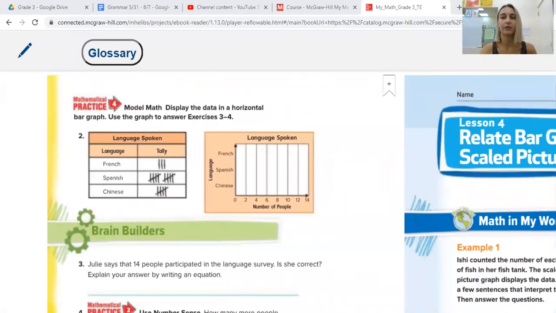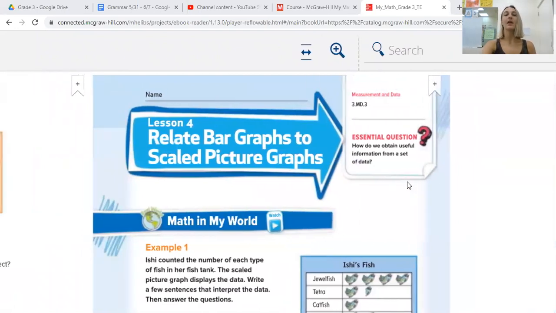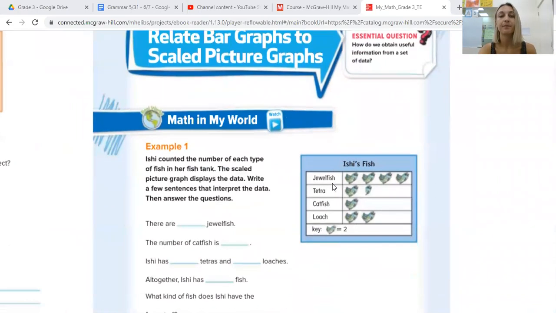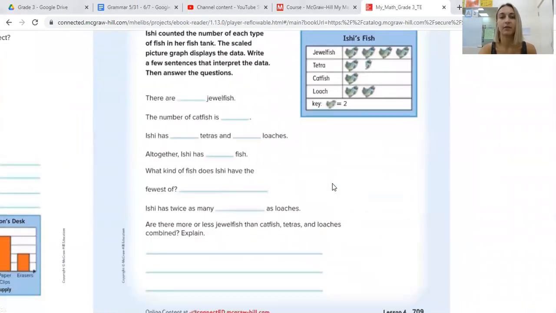So today we're going to relate bar graphs to scaled picture graphs. On Wednesday, we did some bar graphs. We have done scaled picture graphs. That is the same thing as a pictograph. We did that the lesson before. Now we're going to relate them. That means kind of compare them. So let's walk through this together.